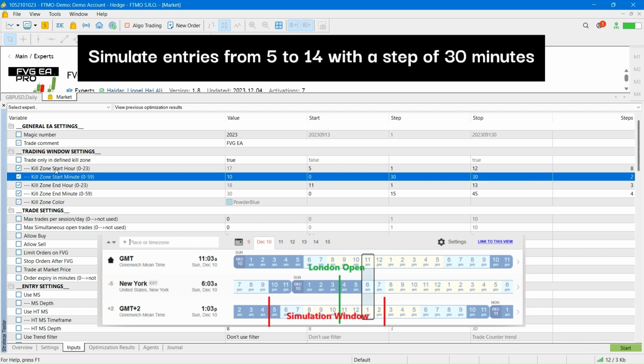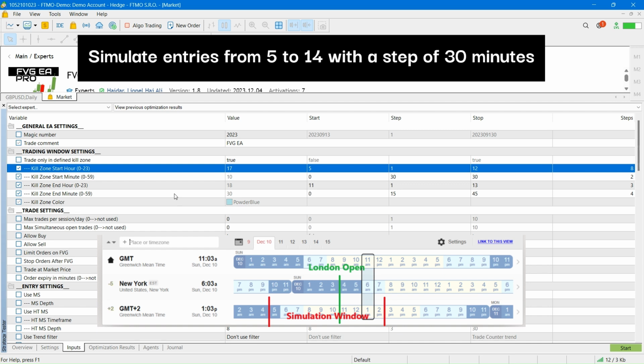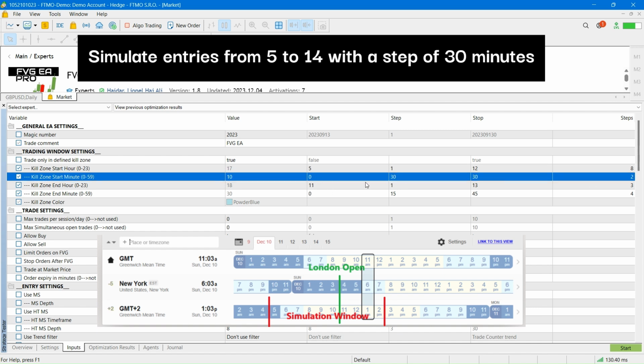So here what I'm doing, just to explain for the new guys that are doing optimization, I'm starting the kill zone at 5 o'clock. I'm moving it hour by hour till 12. So I have 8 different hours to test. And same for the minutes. So it's half an hour by half an hour. So I have, let's say, 5:30, then 6 o'clock, and so on and so on.